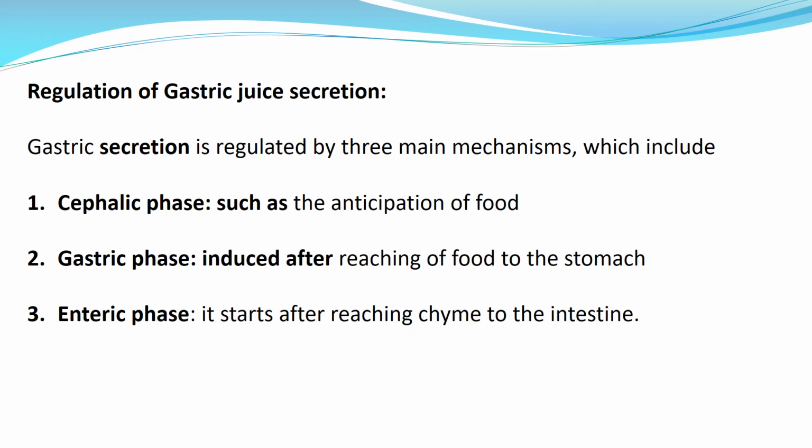What do you mean by cephalic phase? It is such as anticipation of food, or when you are thinking about a specific type of food, or when you have been told you have a specific type of food. When you are thinking about this type of food, your stomach directly starts secreting what? Gastric juice. So the second stimulatory or regulatory factor is called the gastric phase.